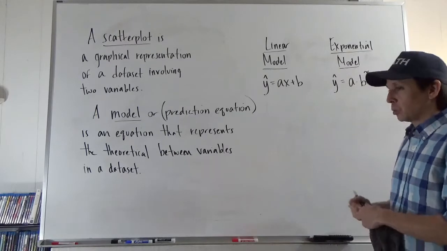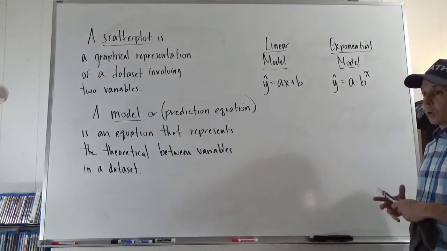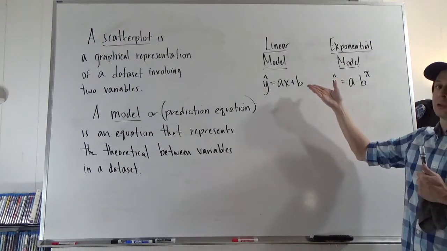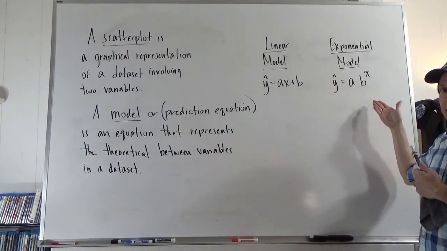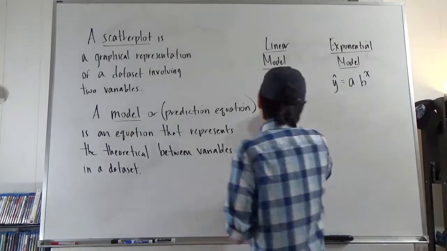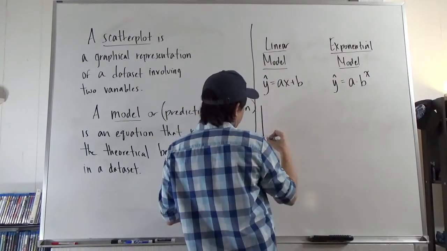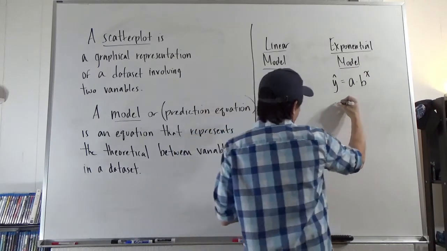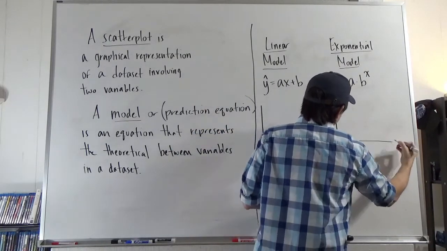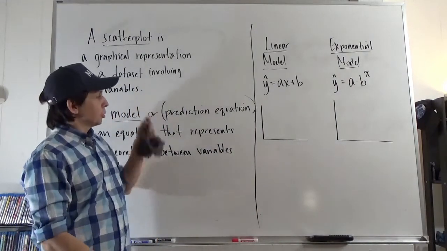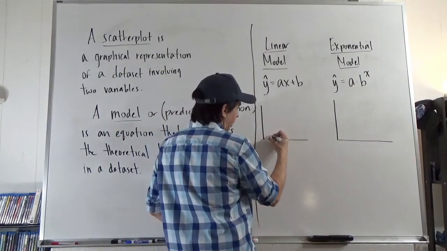So a lot of times when you see data, or you don't have much data, there's a debate between scientists on whether they should be using a linear model or whether they should be using an exponential model. So I'm going to give you a preview of what we're going to be doing. You're going to do a scatter plot, which is basically a set of points on a graph.